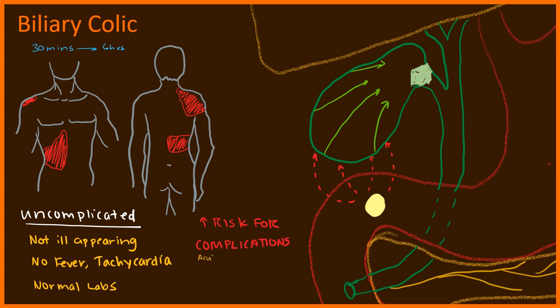The complication that they can develop is, first and foremost, acute cholecystitis. These patients can develop cholangitis, pancreatitis, and gallstone ileus. Now, one of the things I typically find students get confused about is gallstones and acute cholecystitis. Keep in mind, acute cholecystitis is not synonymous with gallstones. Not every patient with gallstones will have acute cholecystitis.